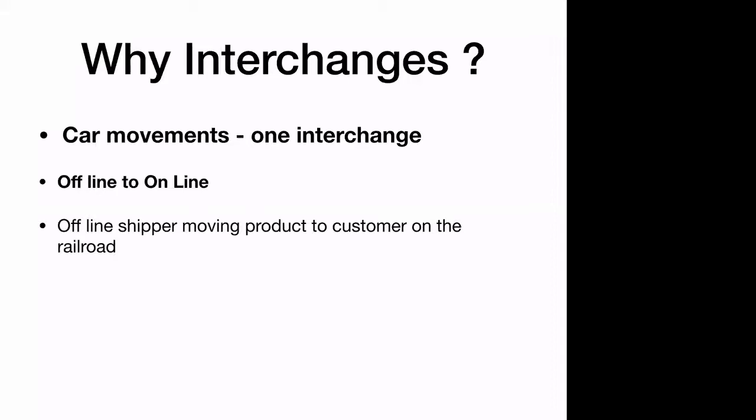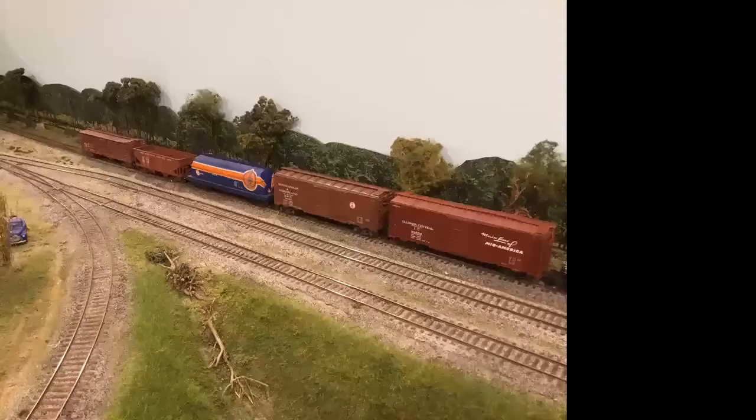Now, of course, we ask ourselves, why would I want interchanges? Well, it's the car movements for the railroad. In my case, they're very important. Now, you have various car movements. If you only have one interchange, you can do what's called offline to online, which, as we probably all know here, is simply an offline shipper moving product to a customer online. And in this case, just as an example, that's the Great Northern Interchange we saw earlier.